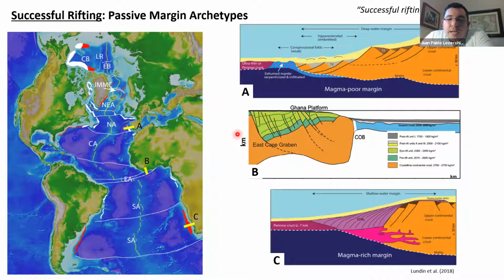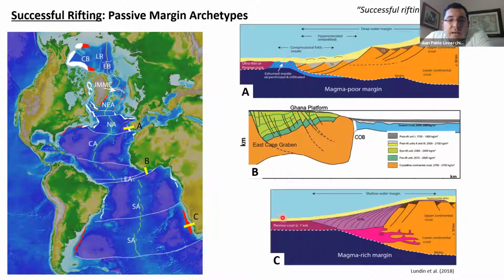Another end member is the case of the transform margins, as here in the equatorial Atlantic, in the equatorial segment of the South Atlantic, actually, as in the Ghana platform. These are abrupt margins produced in these areas of strike slip displacement between the continents. So these are abrupt margins, and they are developed both on the African, as in this case in the equatorial Atlantic, and on the Suriname, Guyana margin in northern South America.